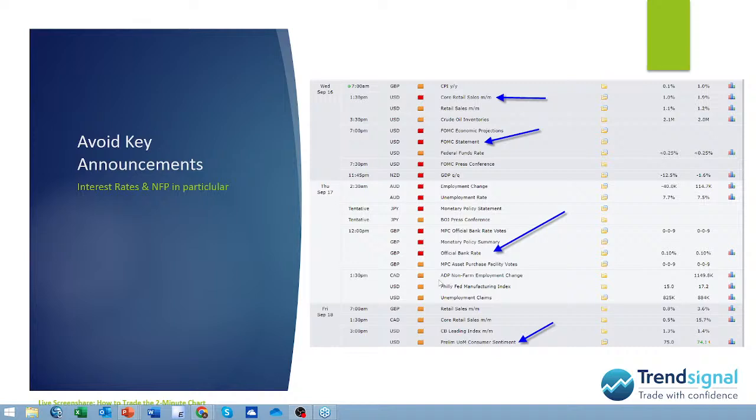You can go to somewhere like forexfactory.com, I think DailyFX, I think they've got their own calendars as well. You can have a look on there. I'm not going to go through the calendar.